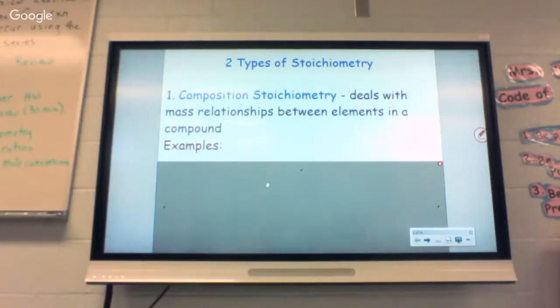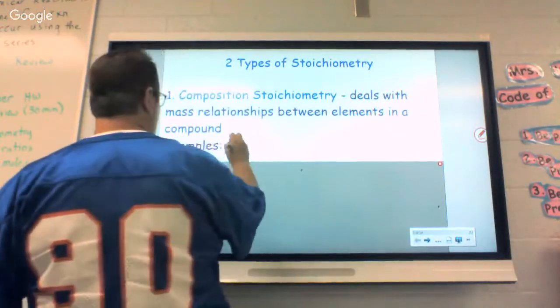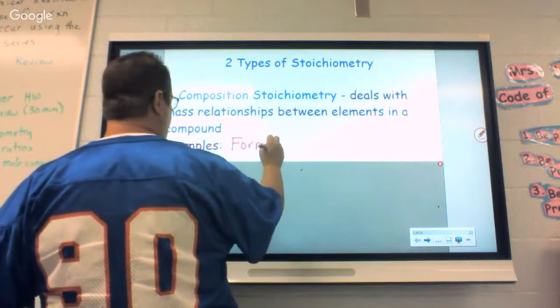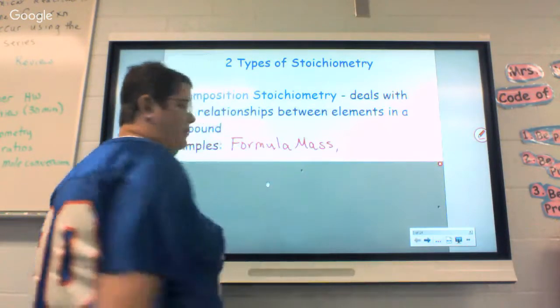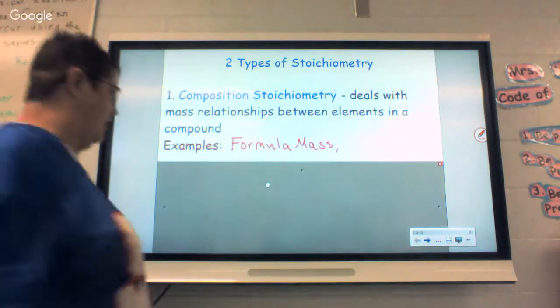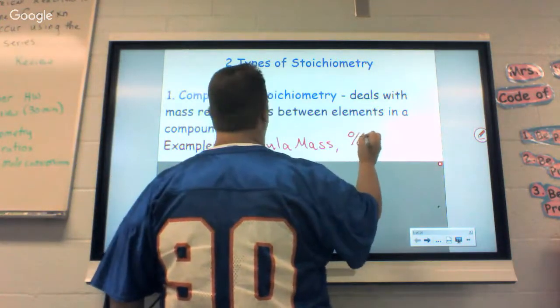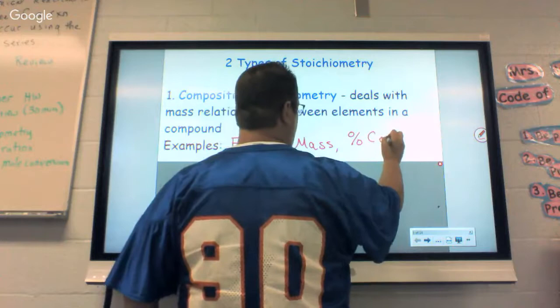Between elements in a compound, give me some examples of things that I can put up here that we've studied that are composition stoichiometry that'll be on the next test or that are on the benchmark Tuesday. Formula mass work. Okay, formula mass is a type of composition stoichiometry. Something else. Percent composition is a type of composition stoichiometry.